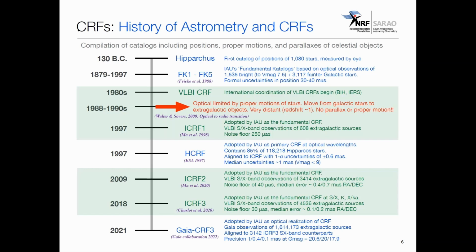I talked about Hipparcos, the optical space mission. Again, they measured the galactic stars, but there's also a Hipparcos celestial reference frame that was adopted as the primary celestial reference frame, but in the optical. And of course, that was followed by Gaia. And now we have the Gaia Celestial Reference Frame 3, which is now the standard frame in the optical.